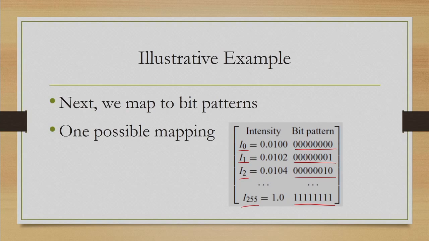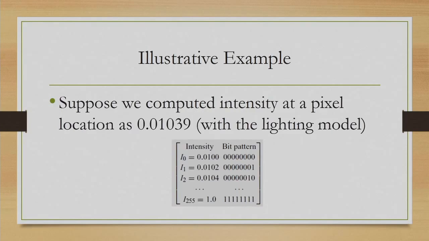But the actual calculation of these intensity values is what matters. This calculation is done based on the principle of preserving the ratios of successive intensity values, so that the resulting image is not distorted. Now, let us assume that we have computed some intensity value using the lighting model at a pixel location, and that value is 0.1039. So, this is our table and we computed this value.